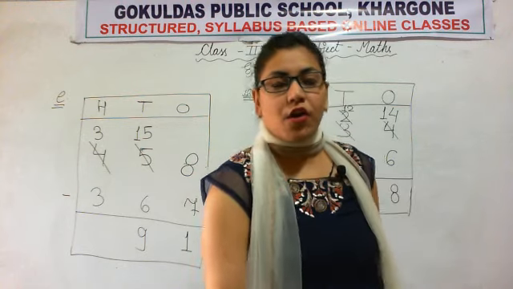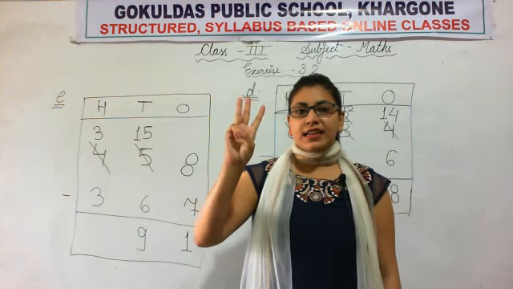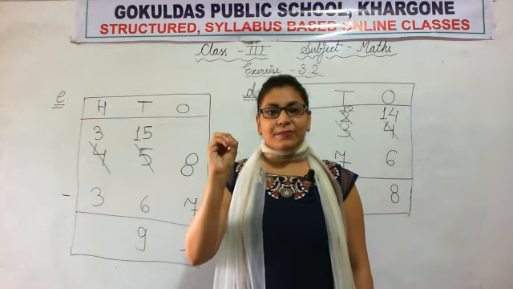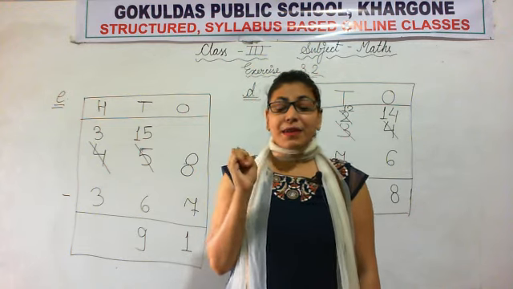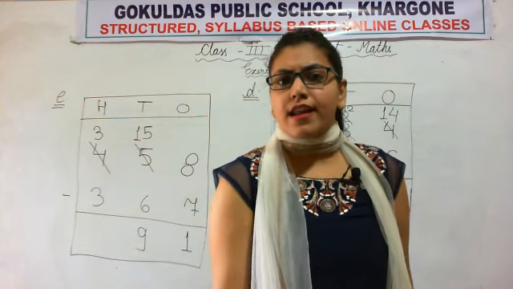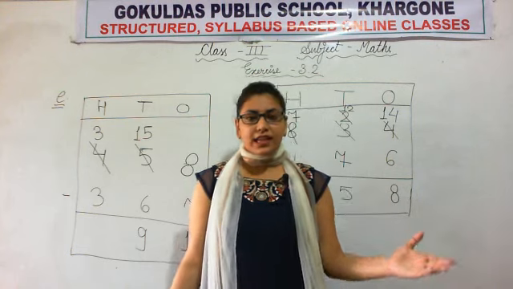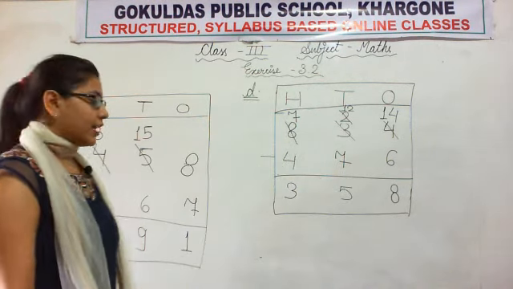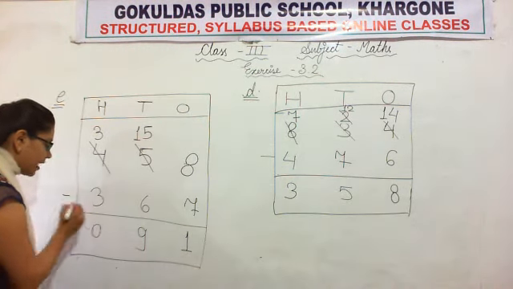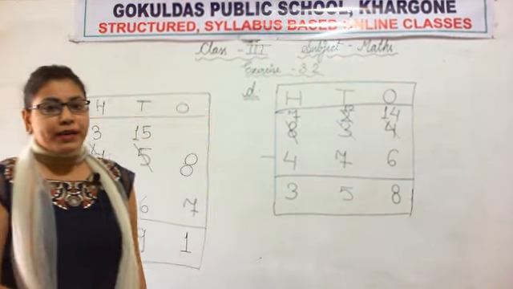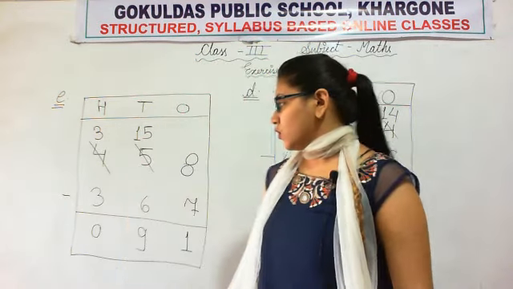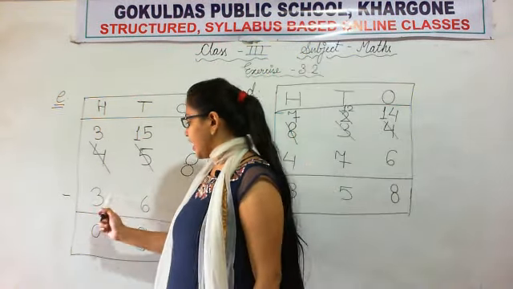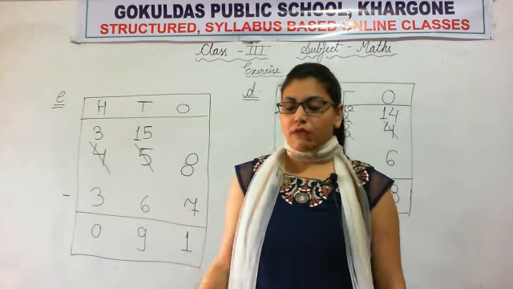3 minus 3. All of you open 3 fingers. Now take away 3 fingers. 3 minus 3 means 0. So whenever a number is subtracted from itself, the result will be 0. So here 3 minus 3 is equal to 0.